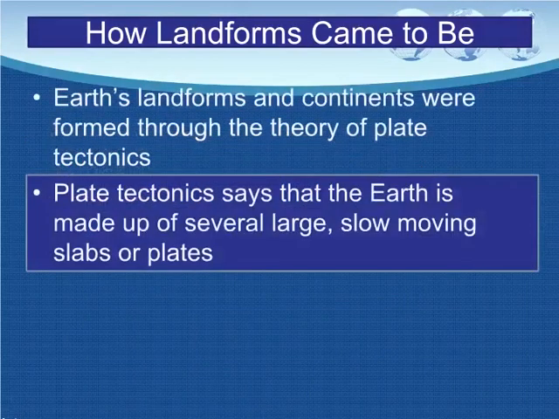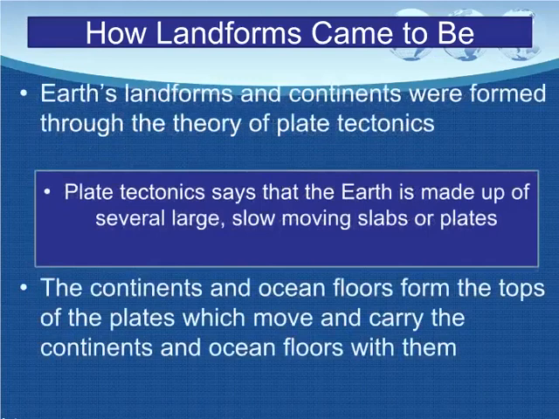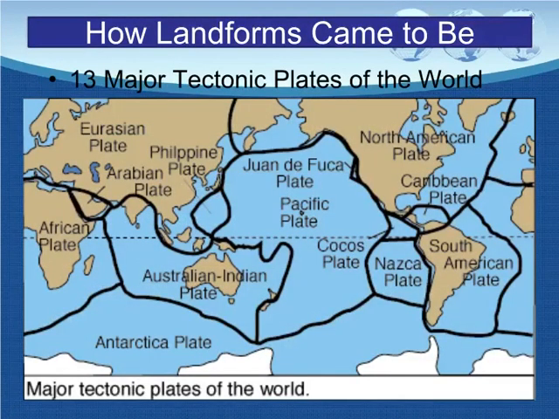Plate tectonics says that the Earth is made up of several large, slow-moving slabs or plates. The continents and ocean floors form the tops of the plates, which move and carry the continents and ocean floors with them. There are 13 major tectonic plates of the world.